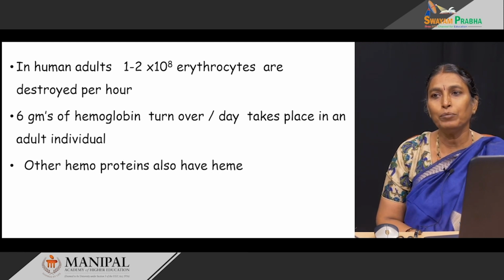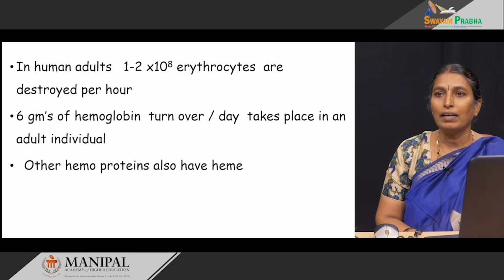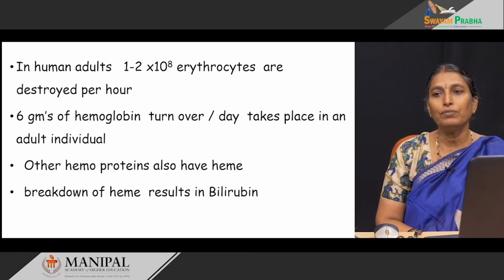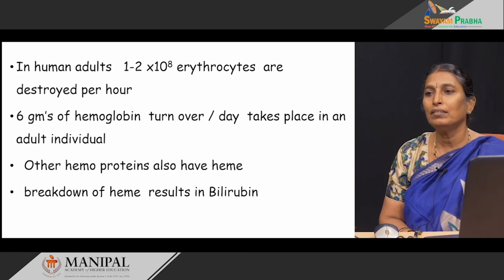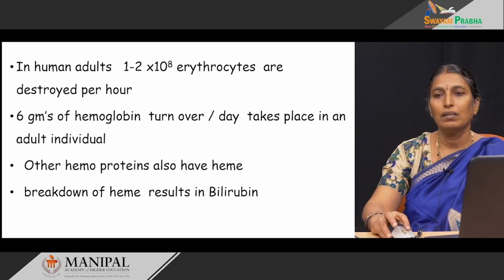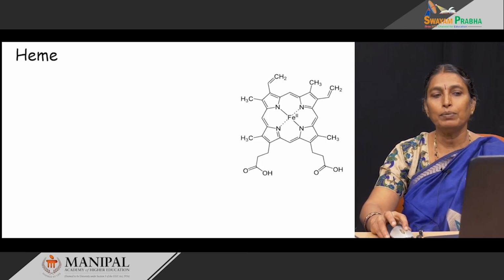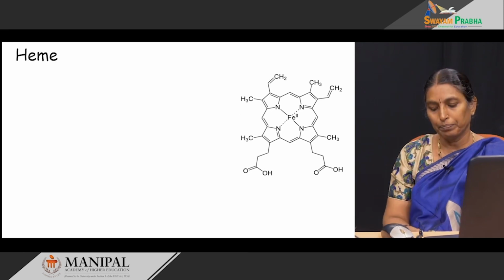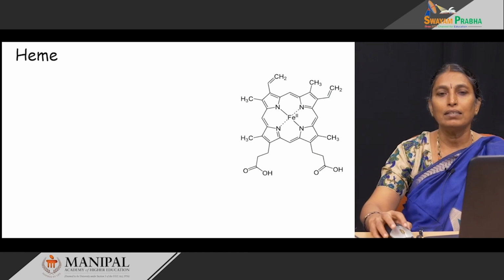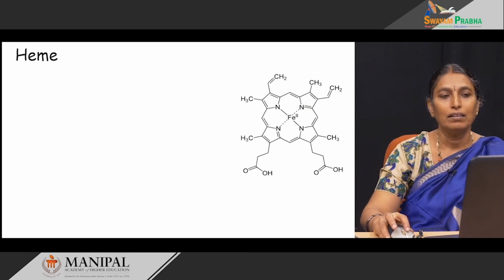Other heme proteins also have heme, similar to hemoglobin, and breakdown of this heme results in formation of bilirubin. Ultimately, bilirubin is formed from heme. Then what is heme? Heme is a porphyrin ring.